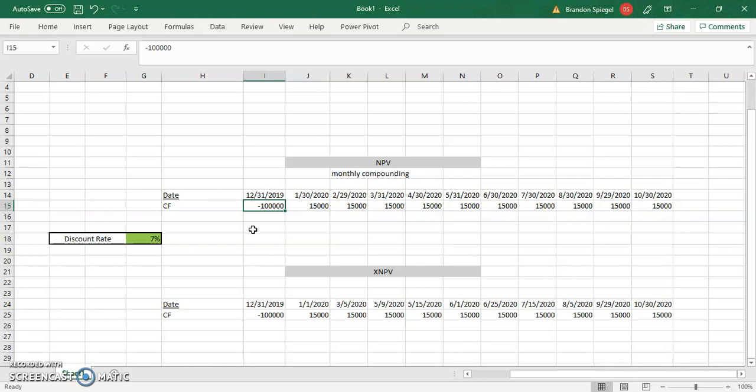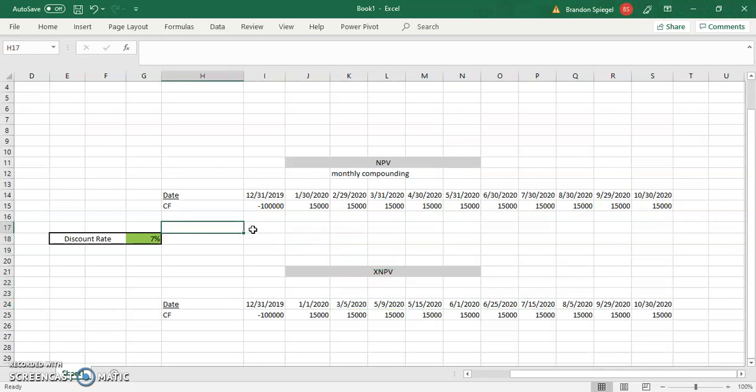In this example, which has an initial outgoing cash flow of $100,000, you are expecting to receive a cash flow of $15,000 for each month for the next 10 months. With NPV, it's monthly compounding. XNPV is also monthly compounding, but just kind of roughly, because the dates change within the months. It's kind of random dates within the month with XNPV.